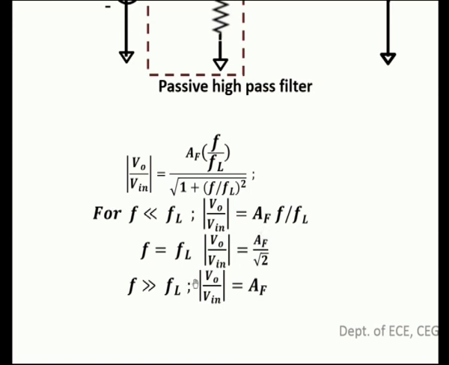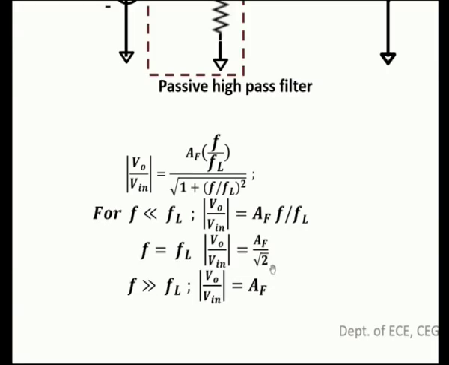Now, at F equal to F_L, if you substitute here, this is 1 in the numerator, and in the denominator you get 1 plus 1, so it is the square root of 2. So, it is A_F by root 2. In decibels, if you express this, it is A_F minus 3 dB, and this frequency is termed the 3 dB frequency.